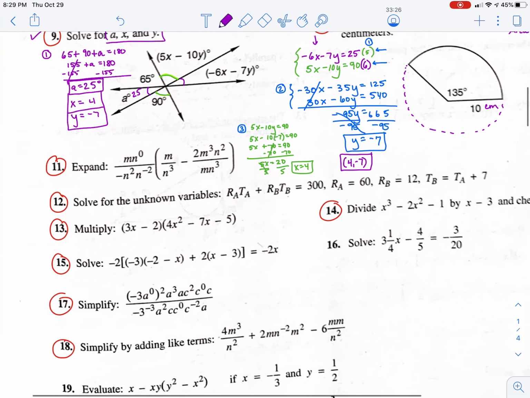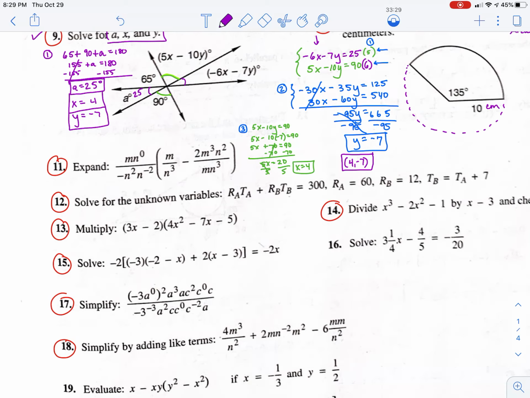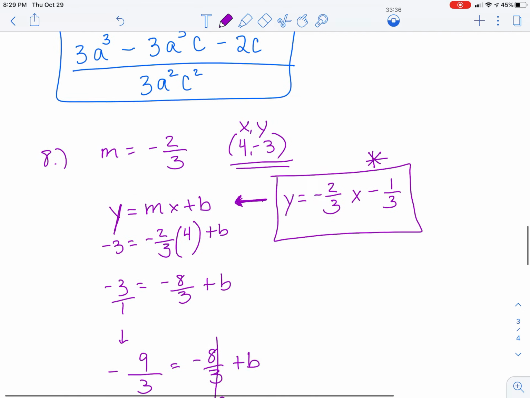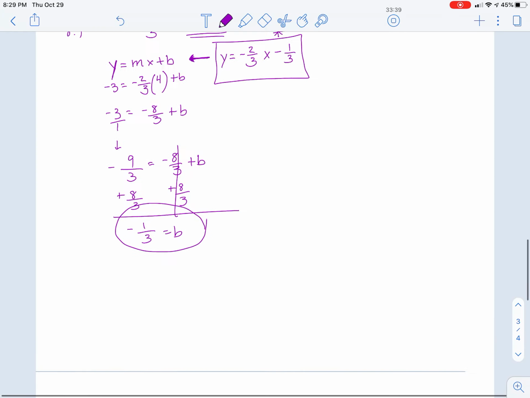Okay, getting a little messy here, huh? All right, let's look at number 11. We have to expand this thing. I'll go down to the bottom. I'm going to rewrite it down there. We'll work it through together.